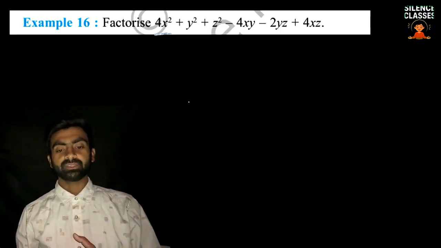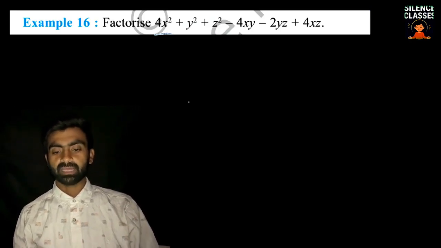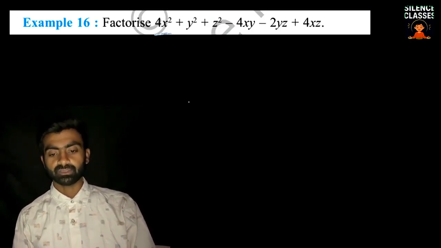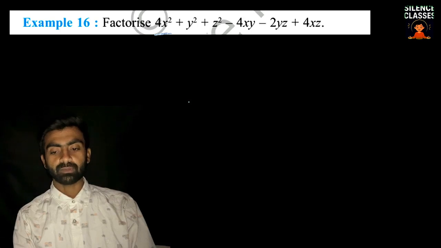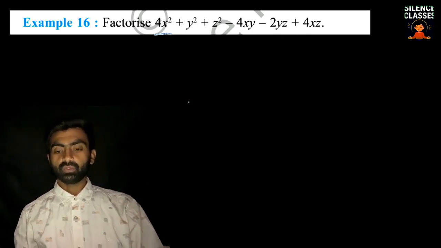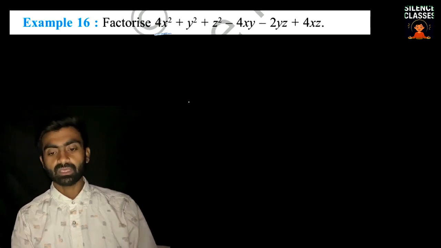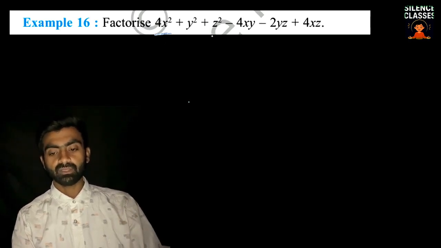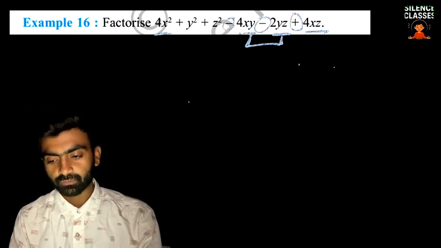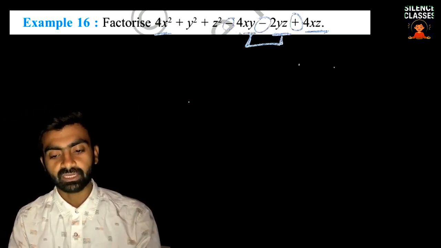Now let's move to example number 16. Over here we have to factorize the expression given to us: 4x square plus y square plus z square minus 4xy minus 2yz plus 4xz. You can check the algebraic identity written over here: it is in square, a plus b plus c, all in square. So what we have to do is find x, y and z. Over here the identities are written in x, y and z.